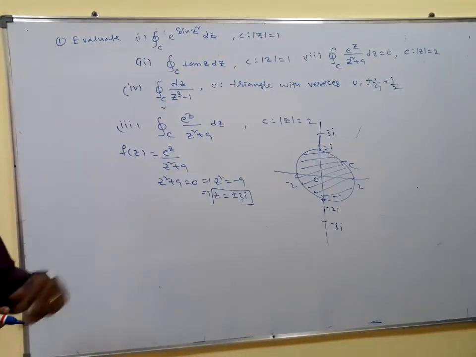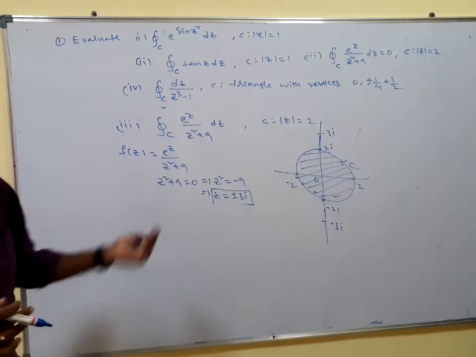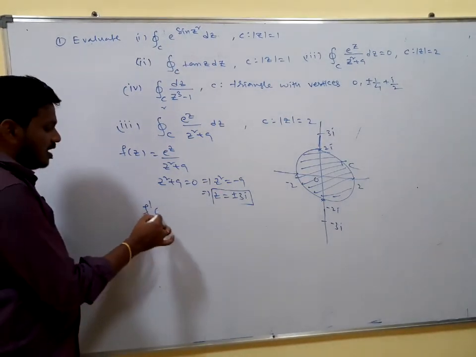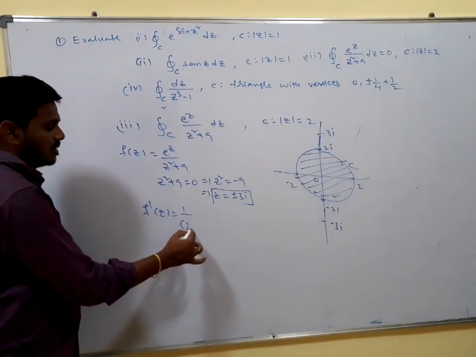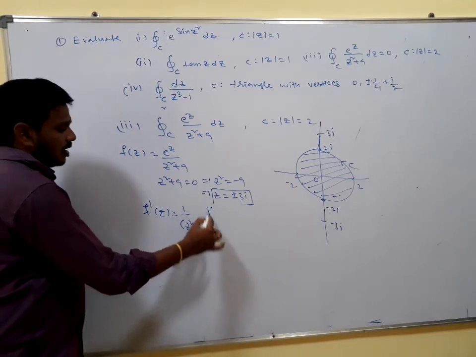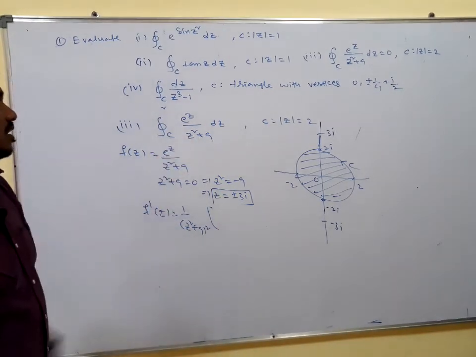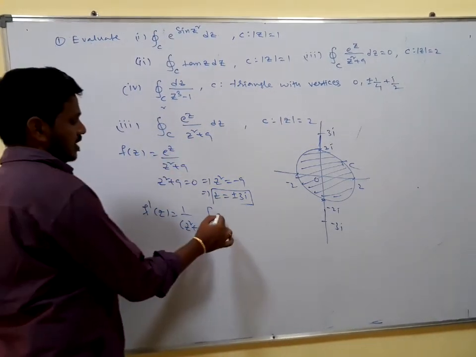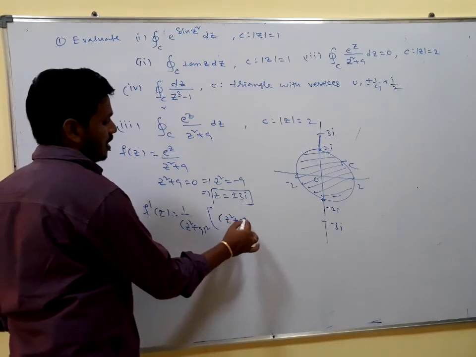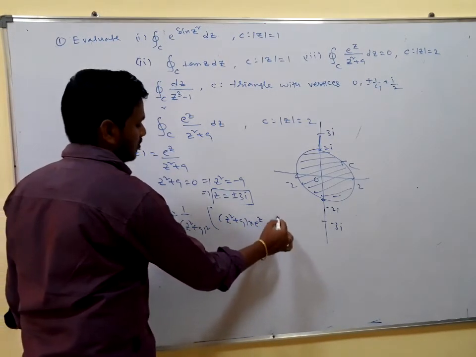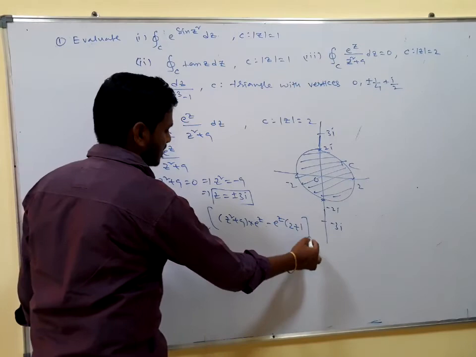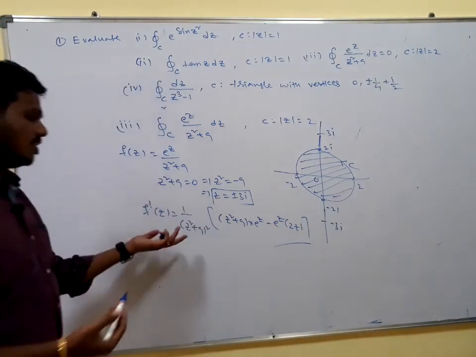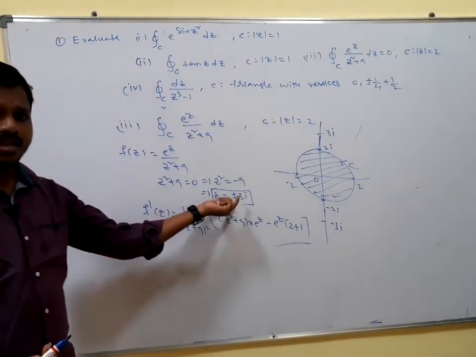These 2 points are outside our region, right? It is a simply connected domain, so they are outside the region. And f dash of z, if you find it using the formula, is 1 by z square plus 9 whole square into, we have e to the power of z into the denominator z square plus 9, minus e to the power of z into 2z, which exists. And it is continuous, right, except at these points plus or minus 3i.